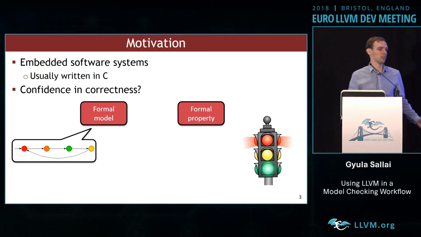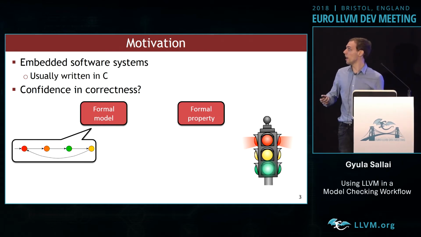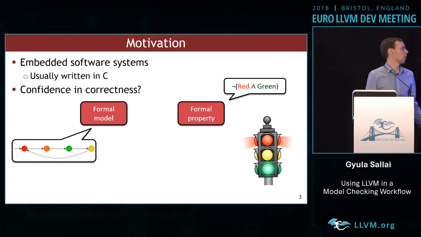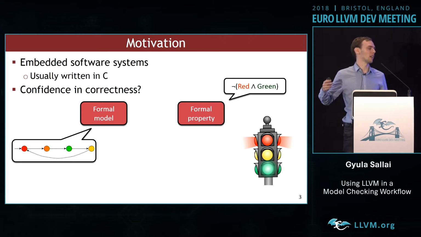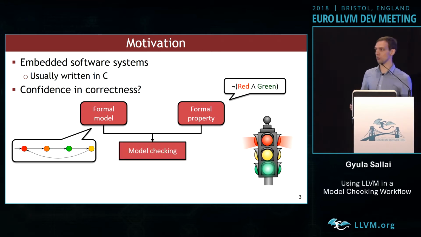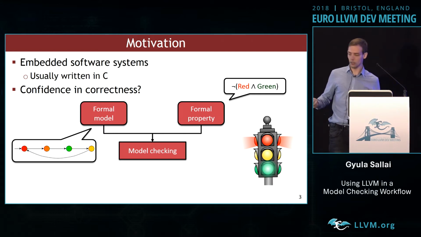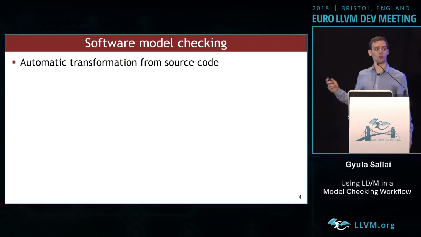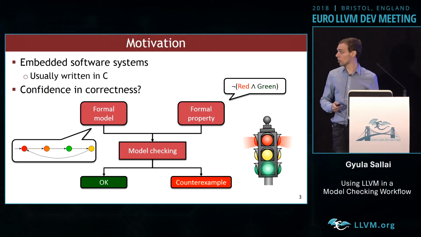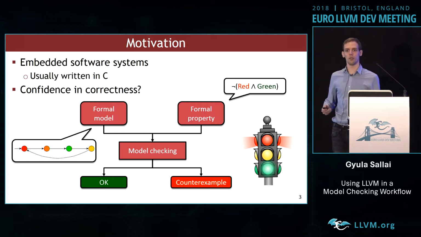As an example, if we have a simple traffic light, we could have its formal model in the form of some transition system, which shows its possible states and its possible transitions, of course, and a formal property could be something along the lines of, for example, we do not want the traffic light to be red and green at the same time. When we have these two, we feed them to a model checking engine, which can either tell us that, all right, the property can be proven, or it can give us a counterexample, some refutation, which tells us why this particular property cannot be proven.